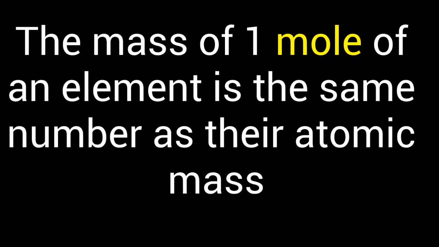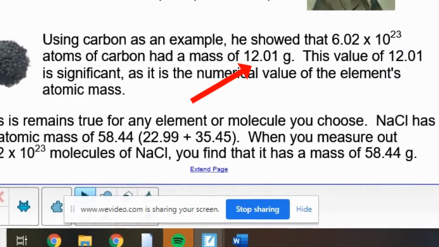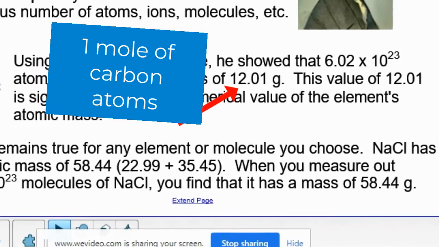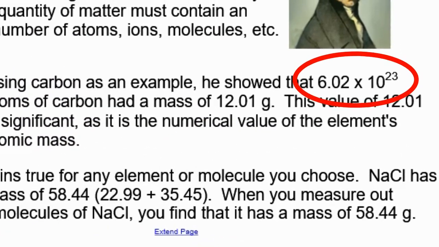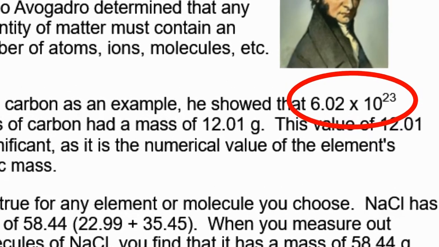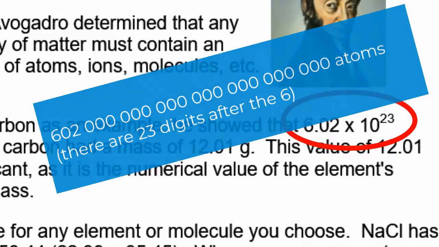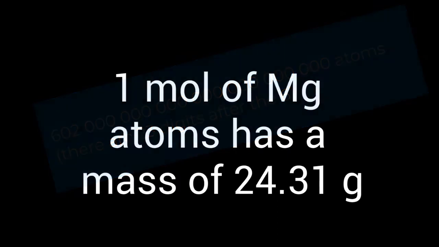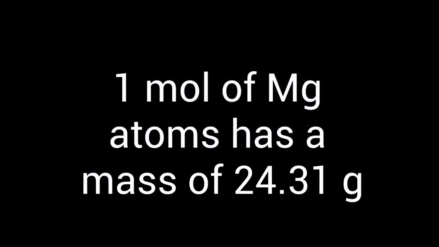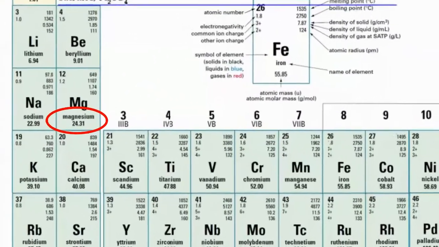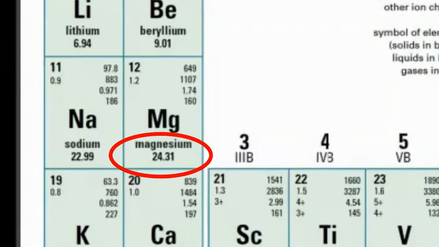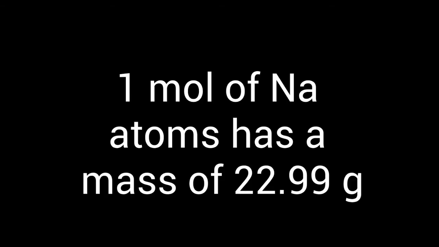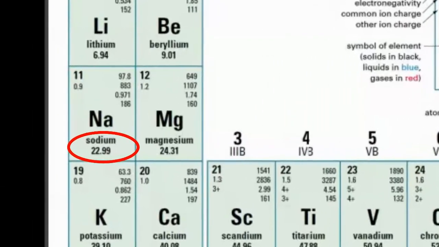So for example, if you have 12.01 grams of carbon, you have exactly 1 mole of carbon atoms. In other words, you have 6.02 times 10 to the power of 23 atoms of carbon. That is 602 sextillion atoms. 1 mole of magnesium atoms has a mass of 24.31 grams. We get 24.31 from the periodic table. 1 mole of sodium atoms has a mass of 22.99 grams. Also, that's 6.02 times 10 to the power of 23 atoms.